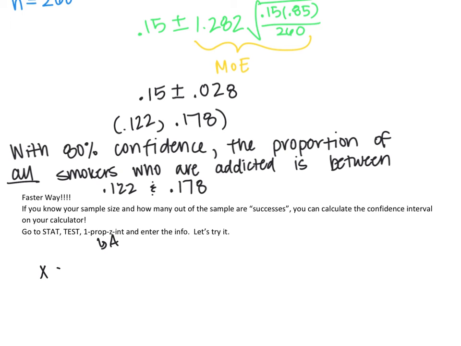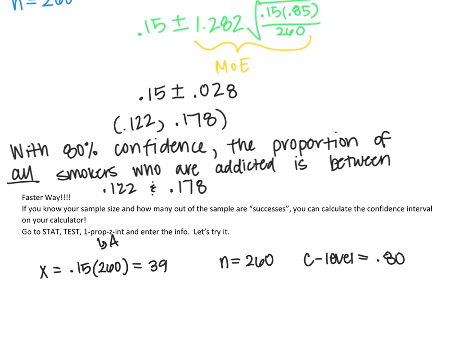So X is based off our P. So we want it to be 15%. So we need to figure out what 15% of 260 is, and that's going to be X, which is 39. N is going to be 260, and then our C level is the 0.80. And then we'll go down to calculate. And if we look, it then gives us our P hat and our interval.